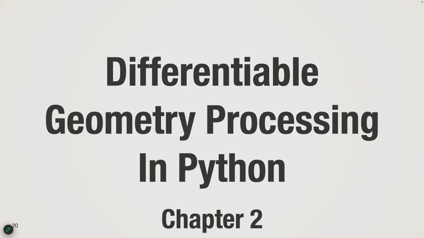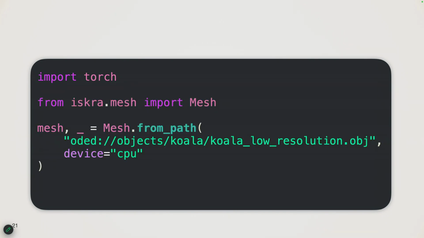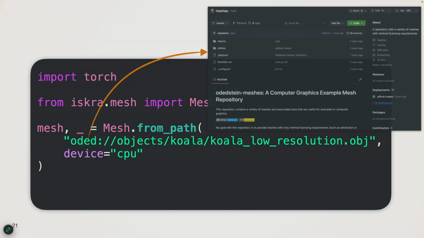OK, so the first thing we have to do is work through some basics and learn how to load a mesh. So the first thing we have to do is import PyTorch, because we're going to be using it all throughout the project. And then we're going to try to load a mesh. The way we're going to do this is Iskra offers some nice utilities. So this URL-looking thing here actually pulls meshes down from Oded Stein's GitHub repository of meshes. So it's like a really easy way to get started.